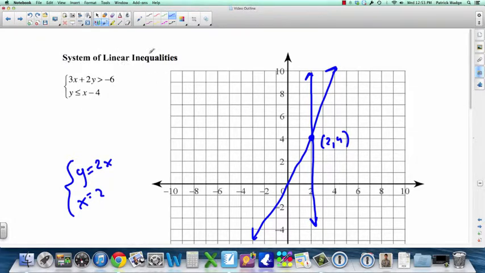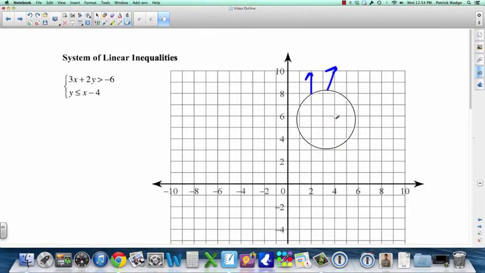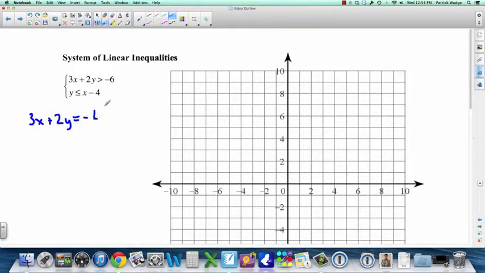Now we're doing a system of linear inequalities. So what's the difference? The difference is you're not going to have one point that works. You're going to have a whole bunch of points that work, because you're going to see where the half planes intersect. You solve this the same way though. You're going to graph both of these inequalities and see where the common region is. So let's start by graphing the top one. We have 3x plus 2y is greater than negative 6. We'll graph 3x plus 2y equals negative 6.